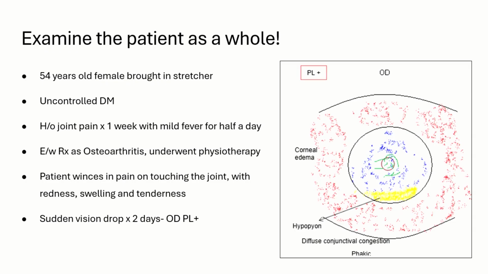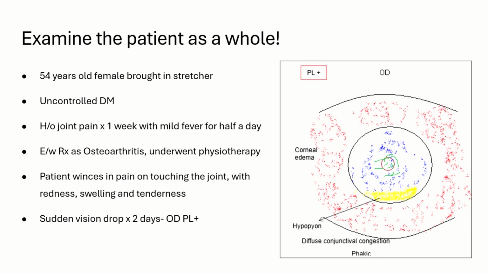One week back, she had joint pain. She had all signs of inflammation on the joint. The joint is swollen, tender. So the moment you see it, you know you're dealing with septic arthritis. But someone elsewhere diagnosed it as osteoarthritis. Nevertheless, he has given physio also.